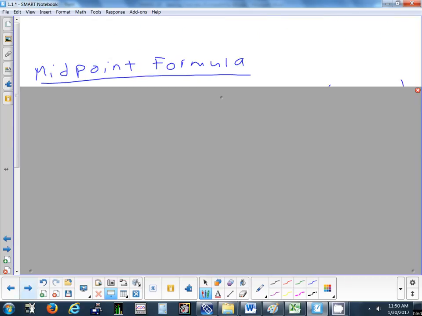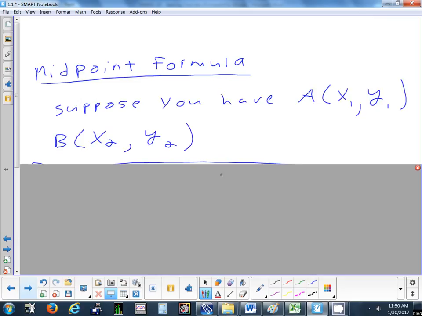All right, and the last formula we'll look at, this one doesn't have really anything to do with roots. It's a midpoint formula. And the midpoint formula is just used to find what's in the middle of 2 points.